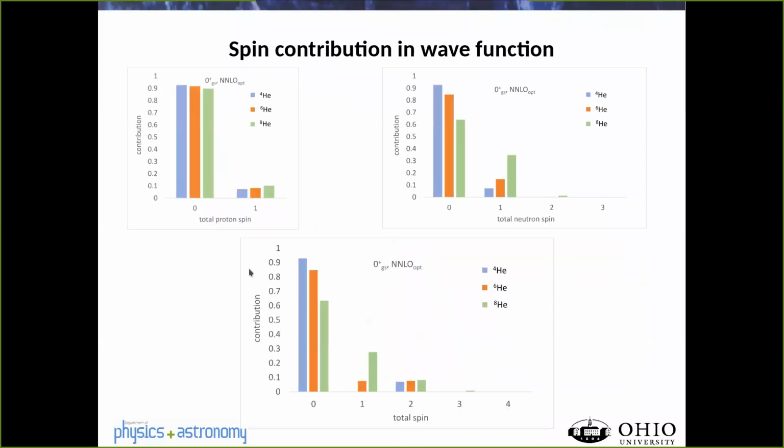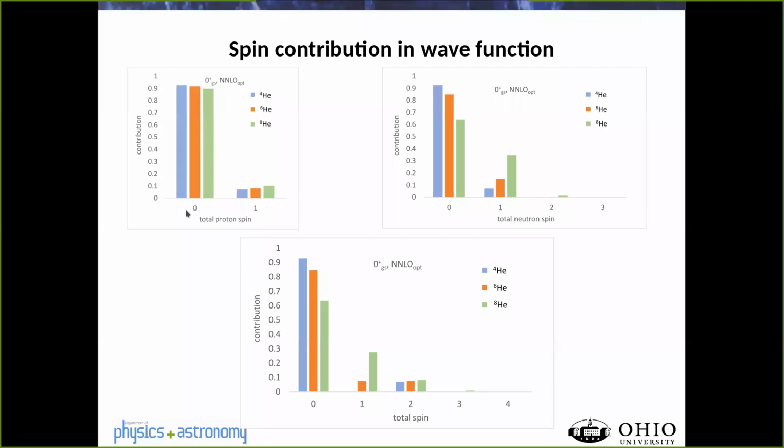Now I have one more slide, which is the no-core shell model in the symmetry adapted version. You can look at spin contributions in wave functions. And Robert was so nice to make that figure for me here. You have helium-4, helium-6, and helium-8, and you can see in the wave function the contributions of the total spin.